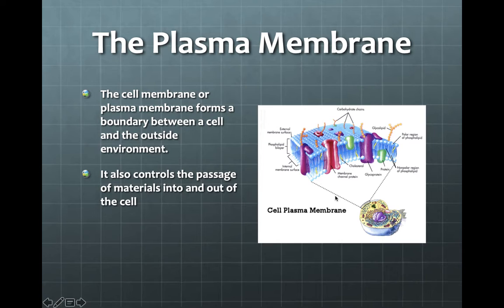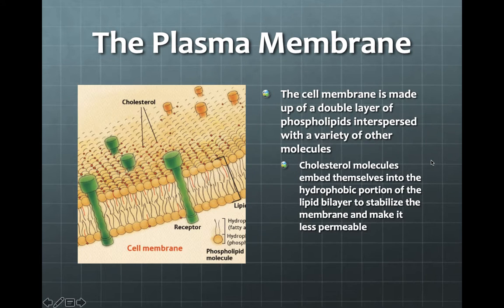There's a lot that goes on here, whether it be through cholesterol, channel proteins, phospholipid bilayer, carbohydrate chains, glycoproteins, other proteins that are here as well. So the first thing we're going to talk about is cholesterol. The cell membrane is made up of a double layer of phospholipids, and they interspread within a variety of other molecules, and one of those is what we call cholesterol.